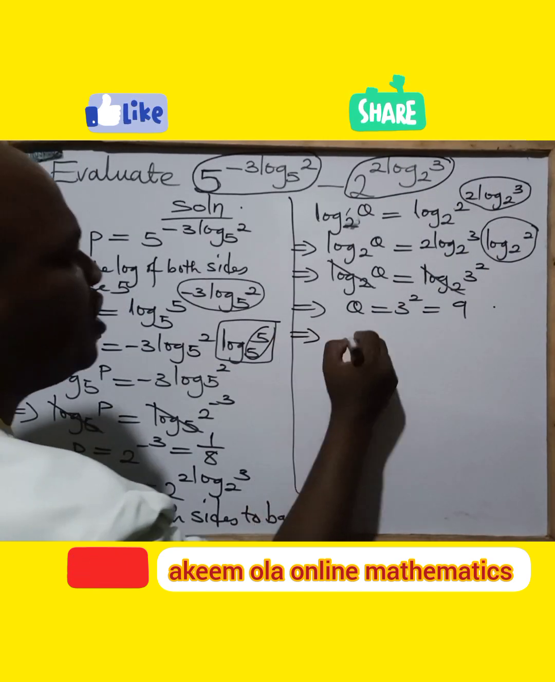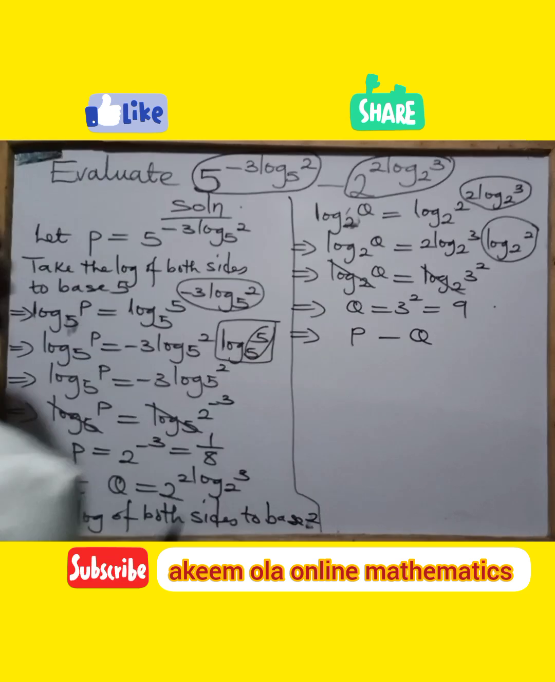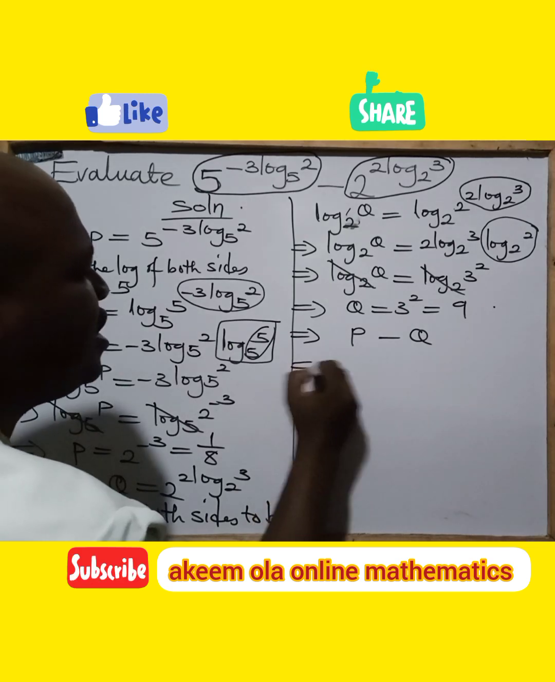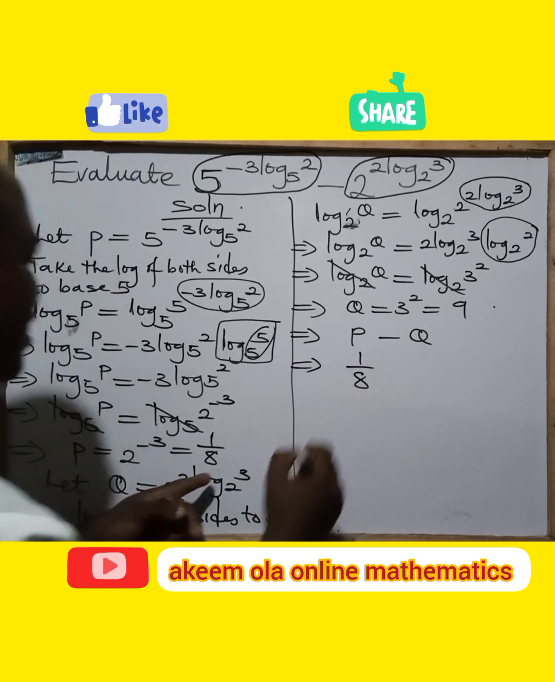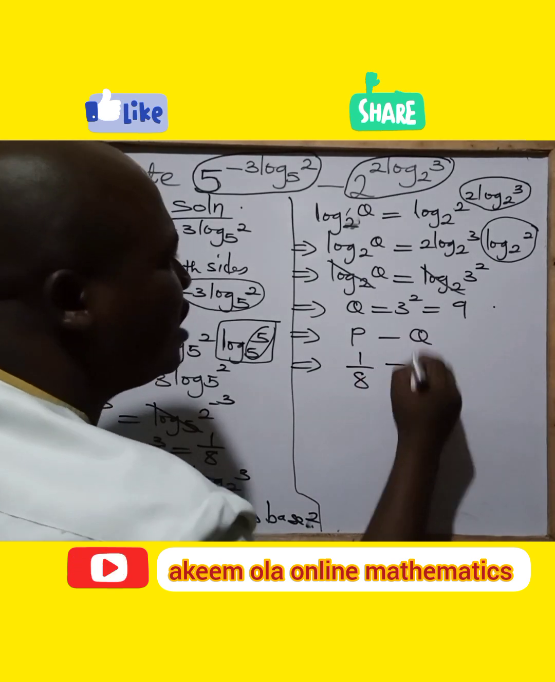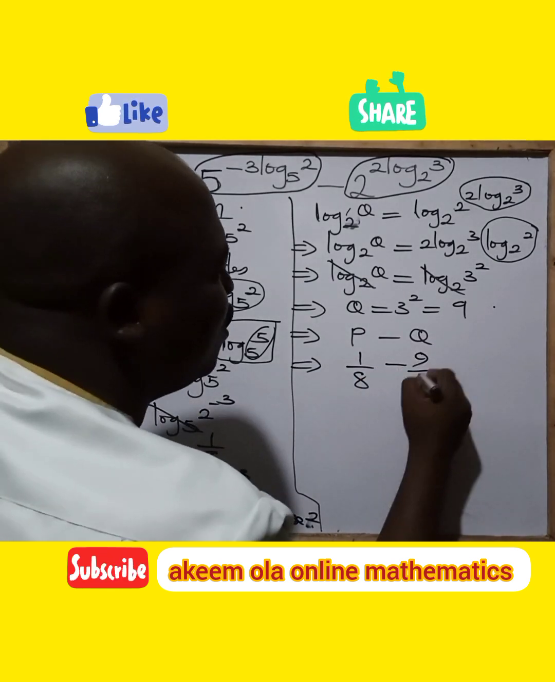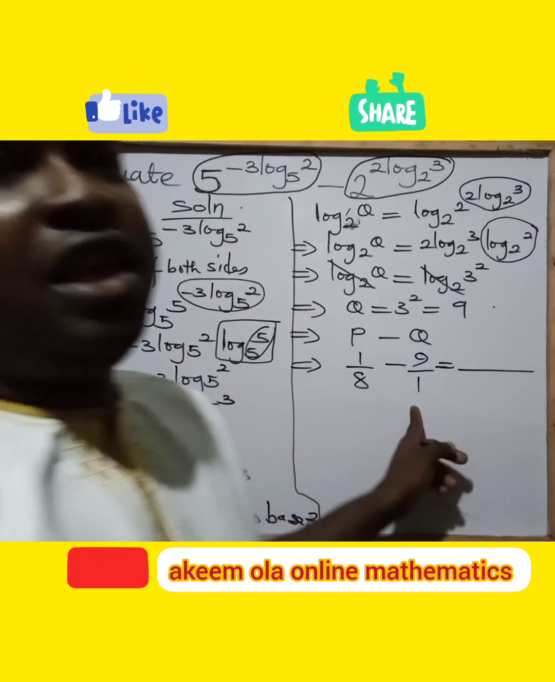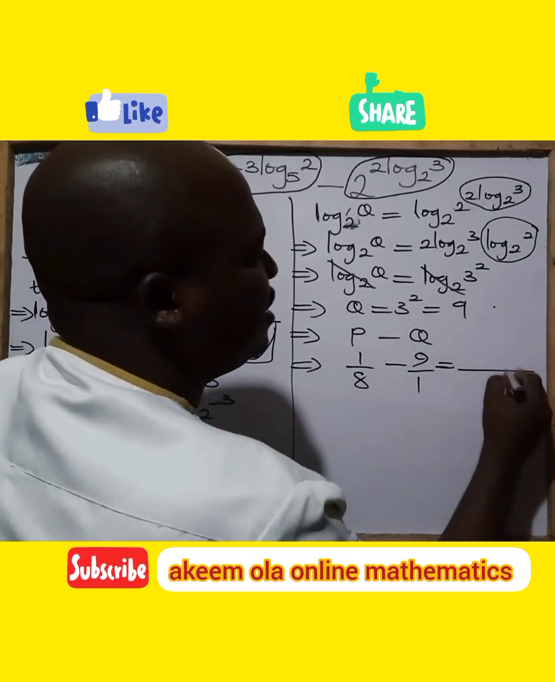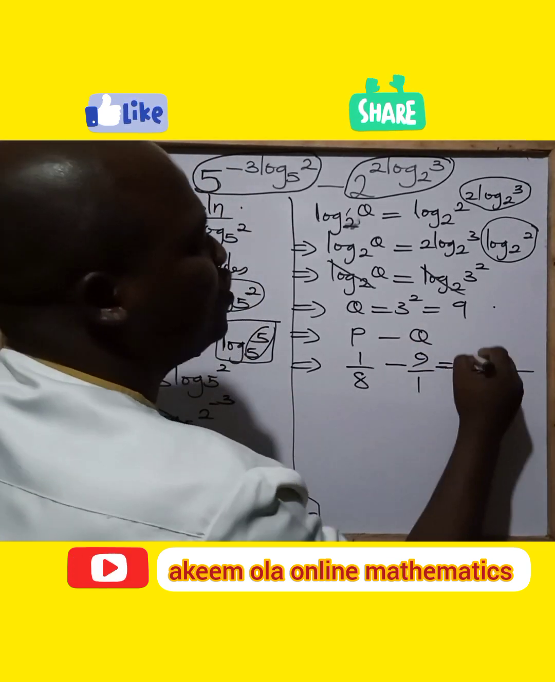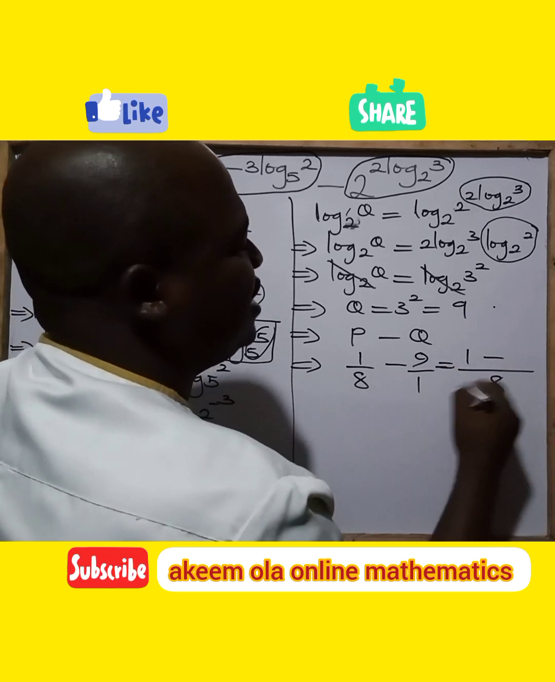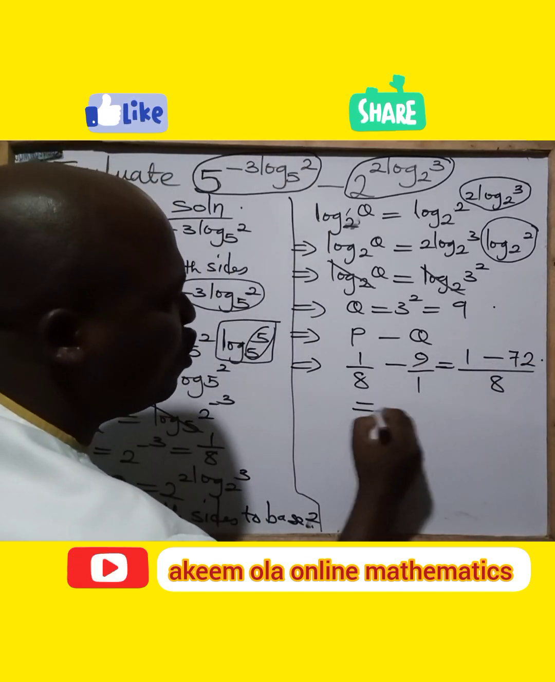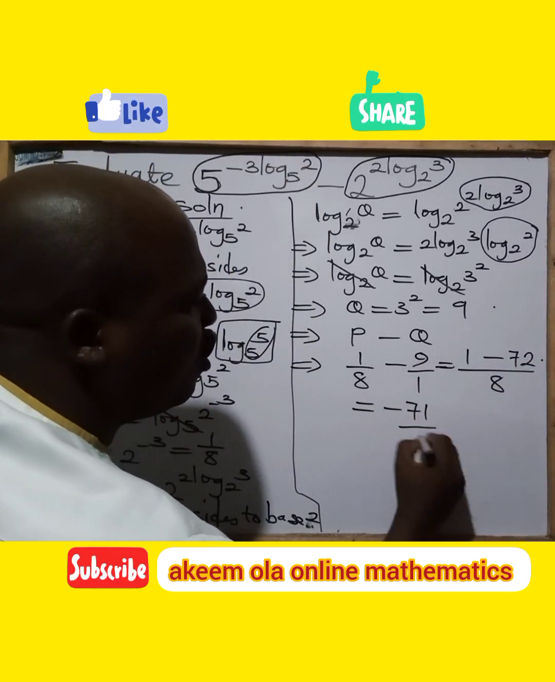So the question now will be P minus Q. Now, what is our P? Our P is equal to 1 all over 8. That is our P, minus our Q, which is 9. So you can put all over 1 there. Then we can now find the LCM. What is the LCM of 8 and 1? It is actually 8. 8 in 8 is 1, then 1 times 1 is 1. Minus 1 here is 8, 8 times 9 is 72. So it will now be equal to minus 71 all over 8.